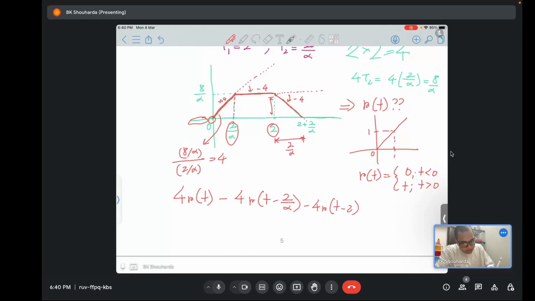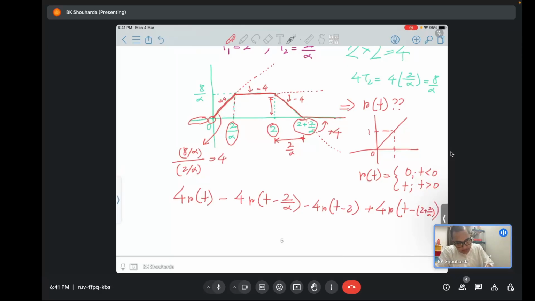So just like the previous cases, I was supposed to be moving downwards like this, but then I am moving like this. That means there has been an improvement of the slope. By how much? By 4 units. So I will write 4 times ramp t, and where did this ramp take place? At 2 plus 2 upon alpha, so t minus 2 plus 2 upon alpha.